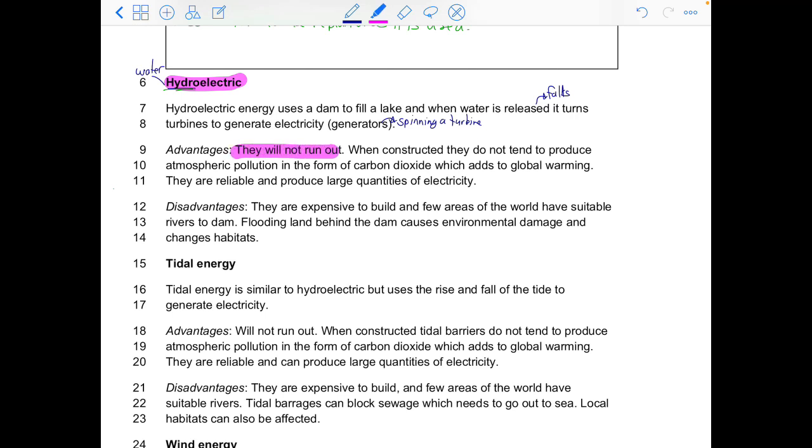So they tend not to produce atmospheric carbon. So we don't add CO2. No added carbon dioxide. They are reliable and produce large quantities of electricity. So they're not just going to stop in the middle of something. They're always going to be working.